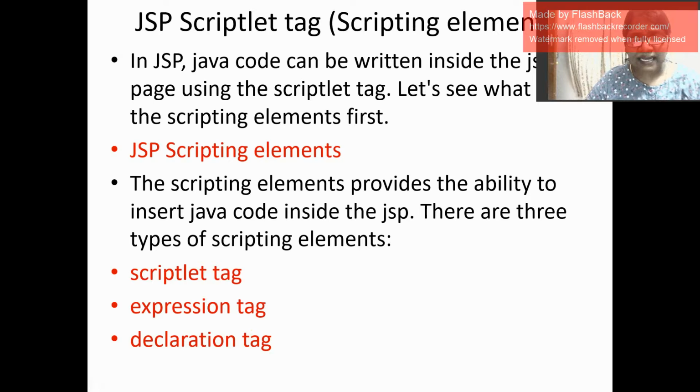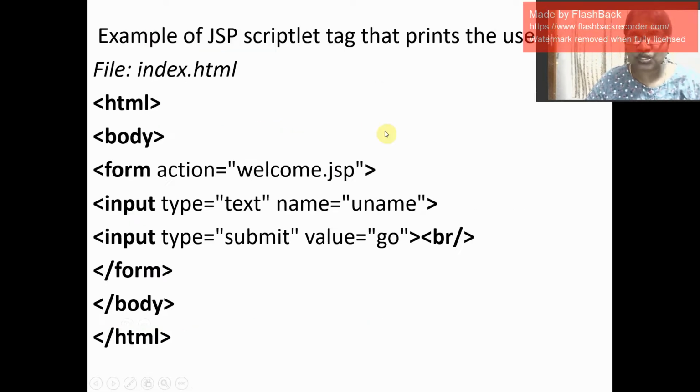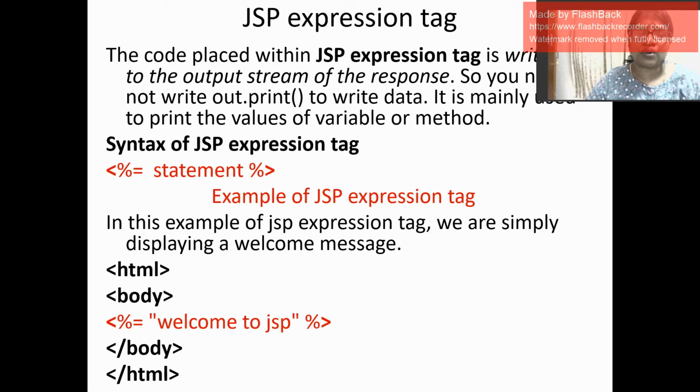A scriptlet tag is Java source code enclosed inside the percentage symbol. So we call this a scriptlet tag. And what is the expression tag? This expression tag is used to display variables and messages alone. You can see it is preceded by an equal to symbol.